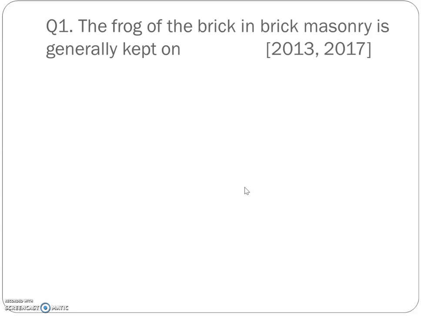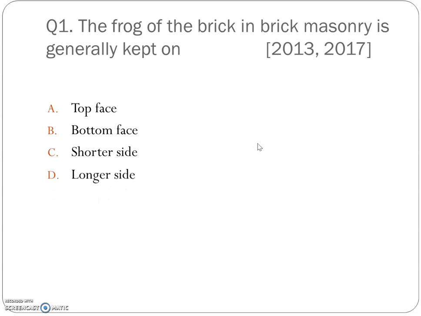The frog of the brick in brick masonry is generally kept on. So this question was asked in 2013 and 2017. Let us see the options. Top face, bottom face, shorter side, longer side.